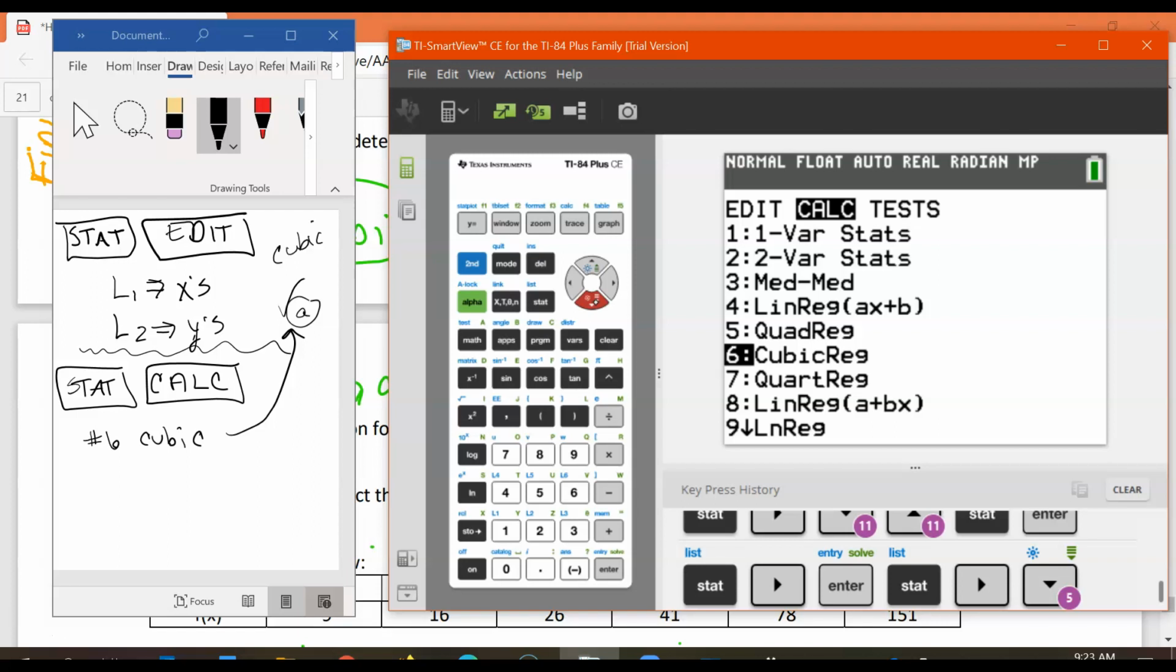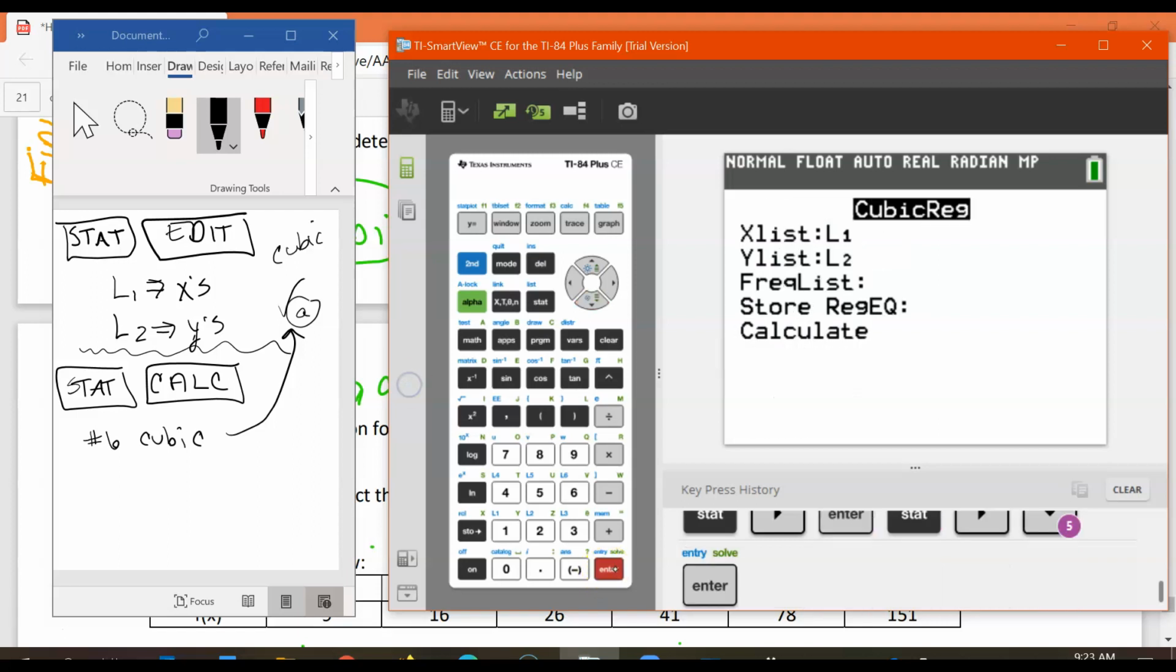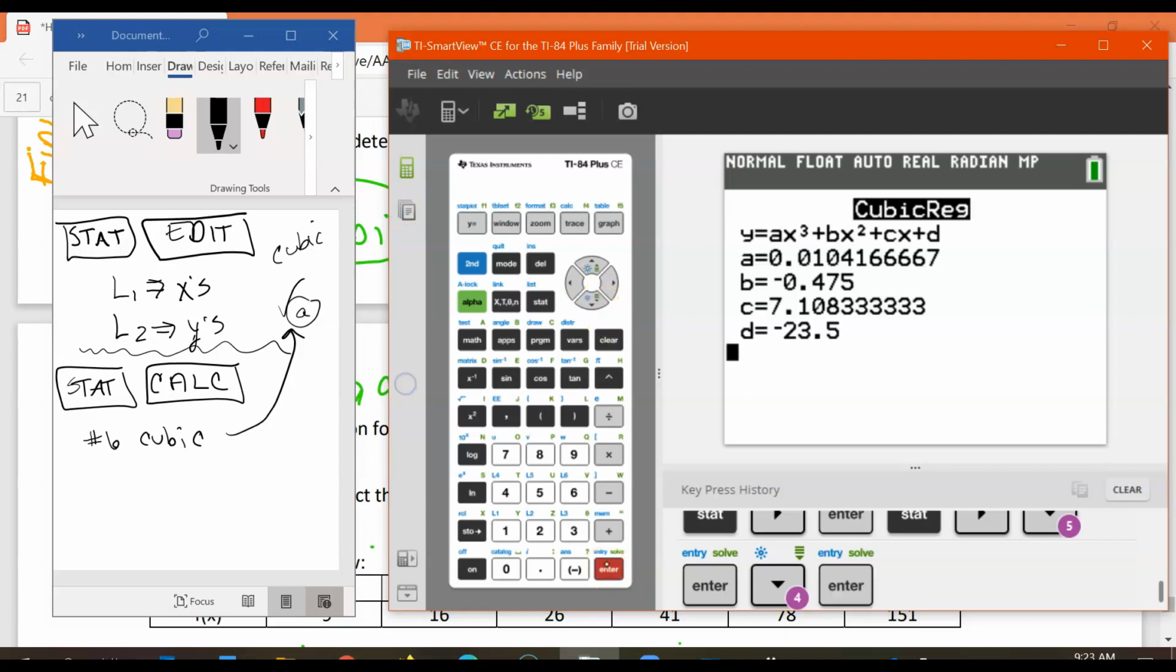So I move down, I go to proper degree equation, and I hit enter. I think we have done this. We did this for natural log and everything. So I have my X list is L1, my Y list is L2. I don't want to store it at this point. I just want to calculate it, and I hit enter.